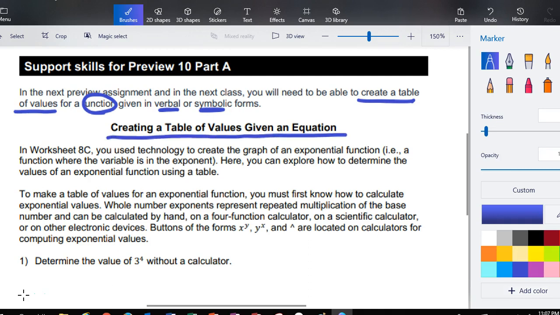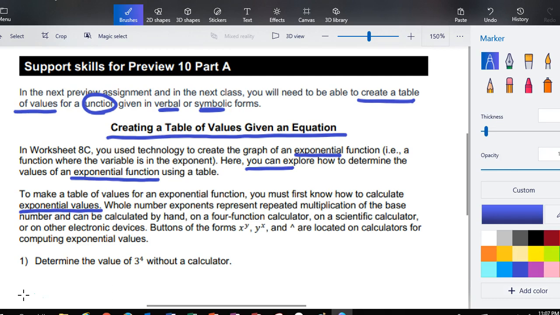In Worksheet 8C, we used some technology. We created an exponential graph. Here, we're going to explore how to determine the values of an exponential function using a table. To make a table, we must first know how to calculate exponential values. We've got to have an idea of what it looks like, how we get our answers, and we'll be plugging a lot of stuff in our calculators, but we still need to always remember reasonableness.